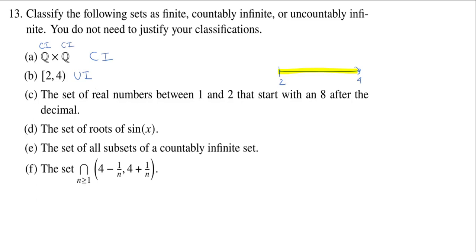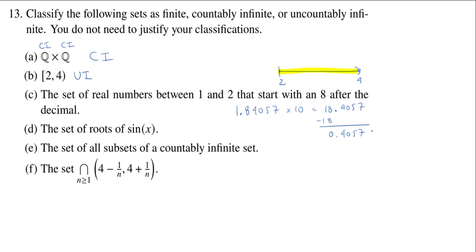All right, the next one, the set of real numbers between 1 and 2 that start with an 8 after the decimal. So we're looking at things that are going to look like 1.8 and then stuff, so maybe, I don't know, 4057, dot, dot, dot. Well, first, what if I took this number and multiplied it by 10? If I multiply this by 10, I'm going to get 18.4057. And then what if I subtracted 18 from this number? I'd end up with 0.4057.